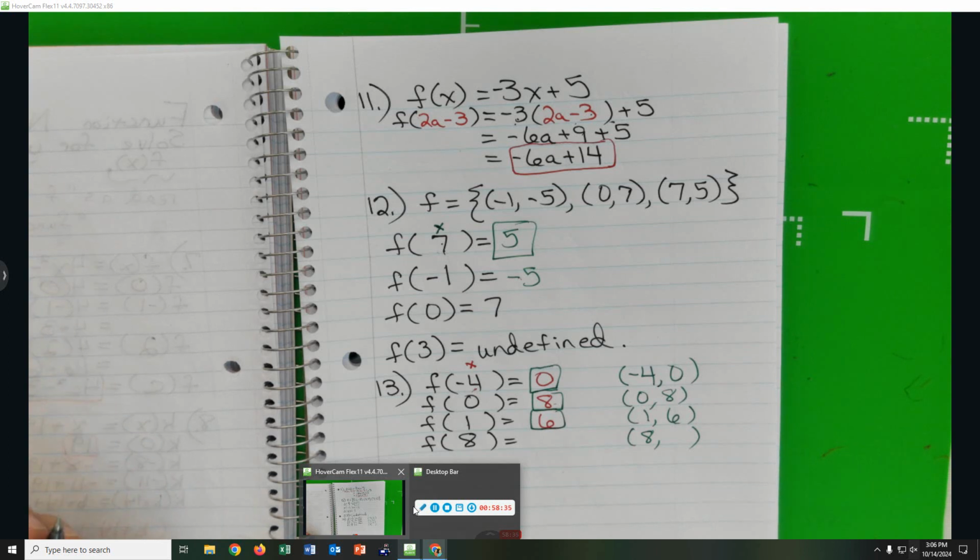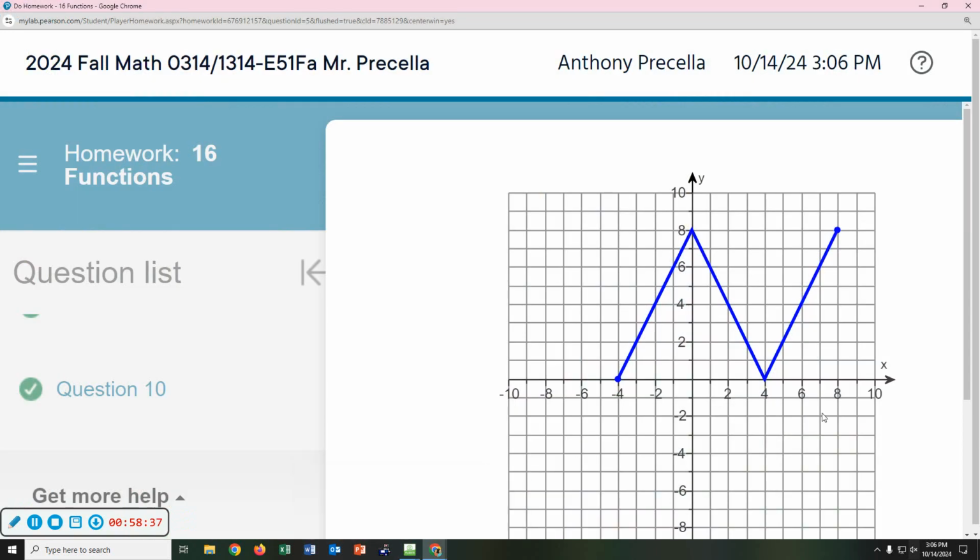What about f of 8? When x is 8, what's the y value? It's also 8, isn't it? Goes all the way up top.